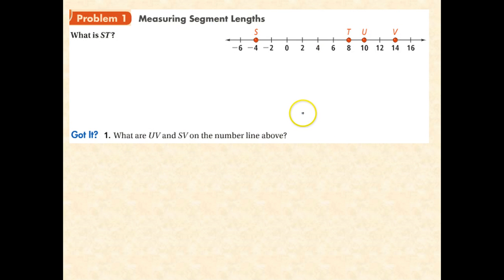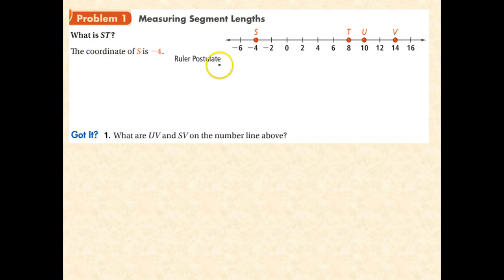So what is ST? Now when there's no line over it, if there was a line over it, it would say, what is segment ST? And then you would say, well, it's the segment that has one endpoint S and the other endpoint T. But when there's no line over it, what that means is, what is the length of segment ST? So what is the length of segment ST?